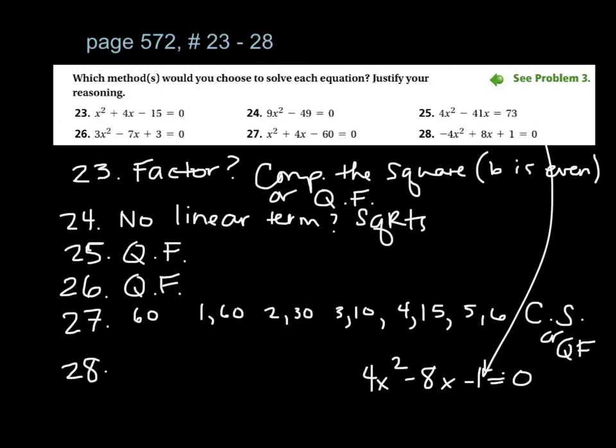So again, I would look at, well, what do I have? I've got factors of 4 that add up to negative 8, or negative 4 that add up to negative 8. Those factors do not exist. The quadratic formula is going to be my best bet for that problem.